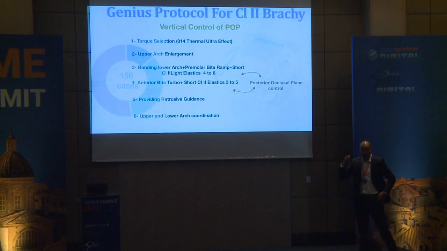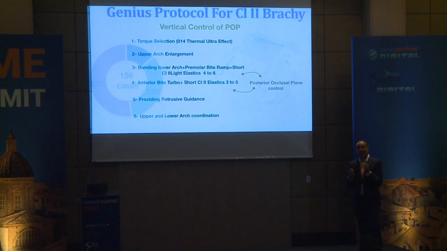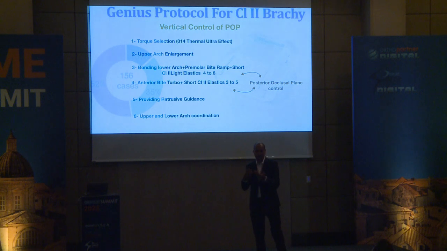Let's see class 2 brachyfacial now. What is the protocol? Here, the difference is that we have an anterior interference. In the hyperdivergent patient, we have a posterior interference. In a hypodivergent patient, with a palatal version of the upper incisor, the mandible is locked. So what we have, first of all, is the same protocol. We are anticipating the 014 thermal ultra effect.